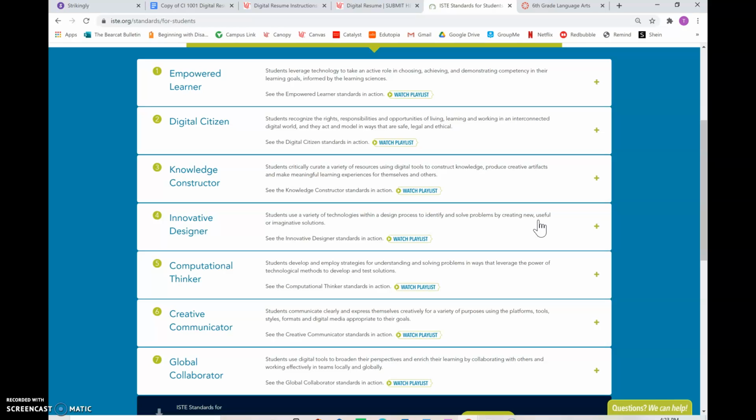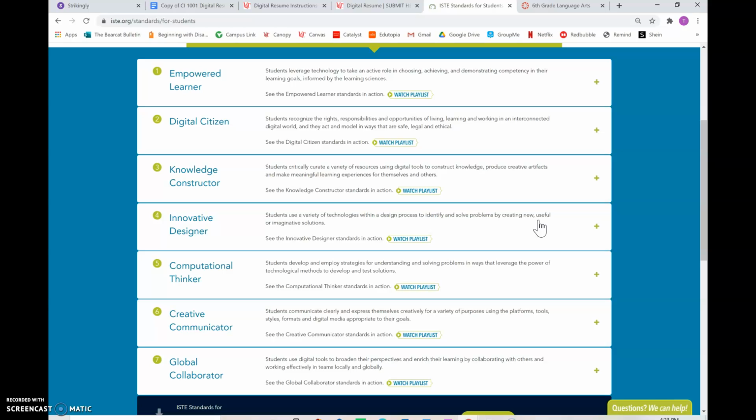Innovative Designer, you get to use a bunch of different technologies, so that can include some of the homework I've posted, the discussion board, screencasting and sending that in, all kinds of stuff. Computational Thinker, they have to figure out all of their work and how to turn it in. It's very easy to understand, but when they first learn, it will be interesting, which is why I'm here to help, but they will have to think through that.